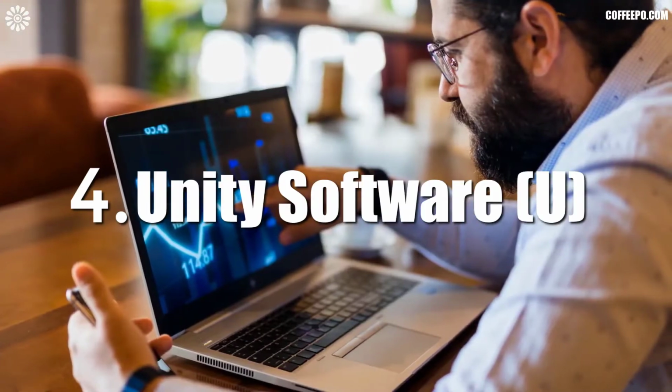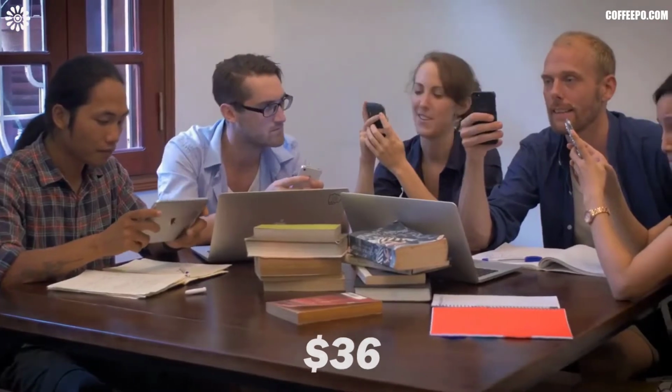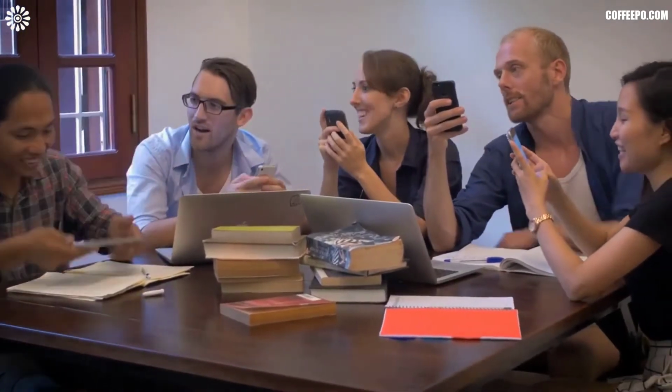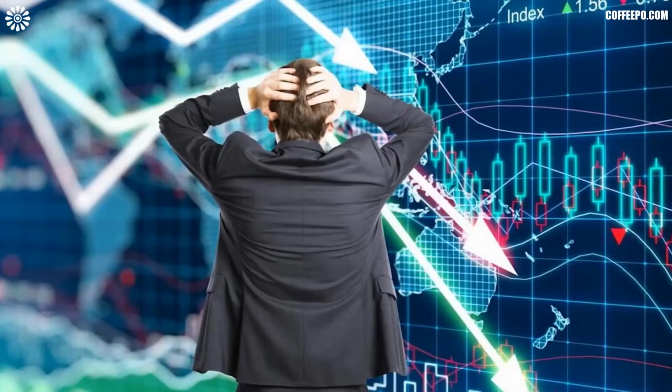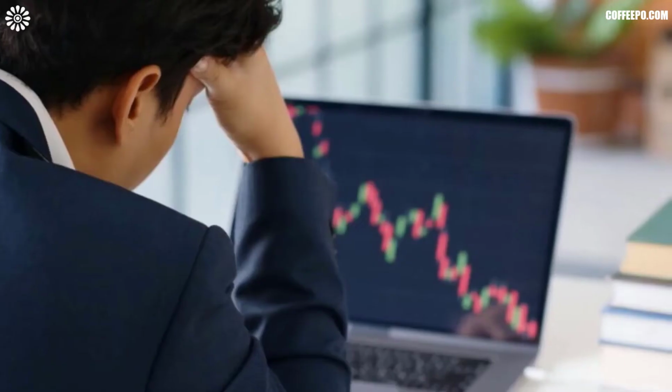4. Unity Software, U, $36 per share. At just $36 per share, this company is massively undervalued. In fact, it's one of the most undervalued stocks on the market right now. Why is Unity Software so undervalued?